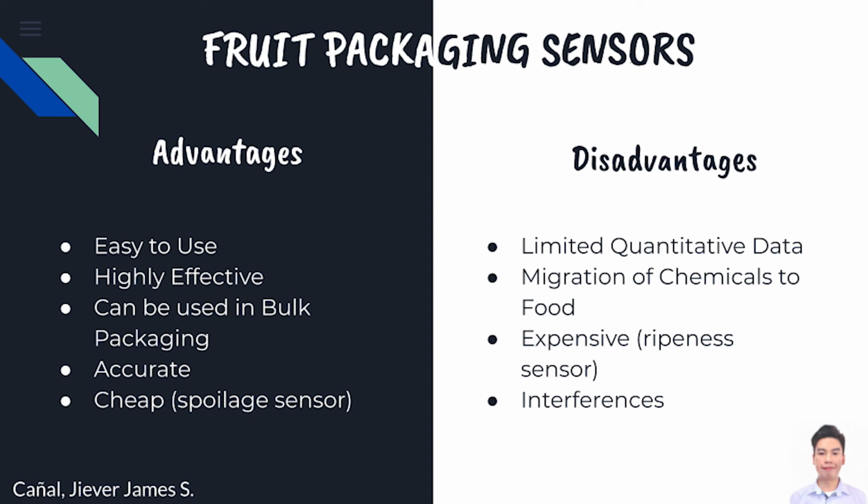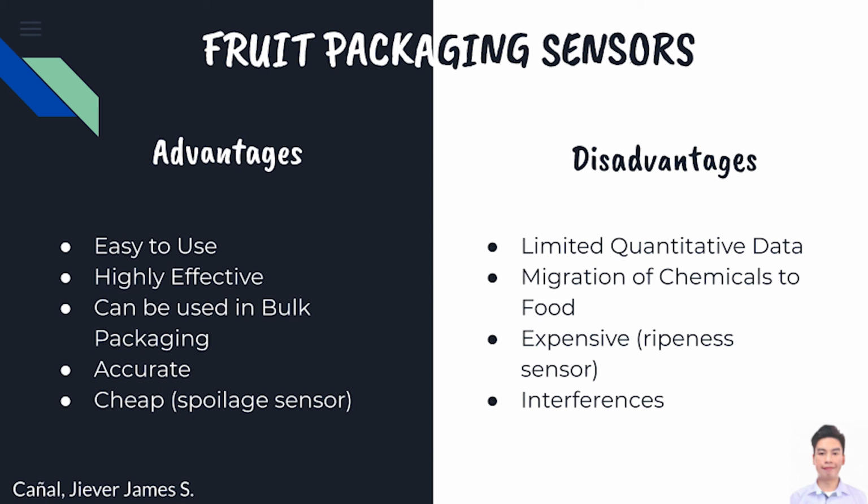It is also highly effective when it comes to sensors that detect spoilages because it has high sensitivity and can easily detect changes. Sensors regarding the detection of ripeness can be used in bulk packaging. Also, sensors that involve spoilage, ripeness, and ethylene detection provide accurate outputs and can be highly reliable. Lastly, spoilage detection sensors are named to be cost-effective.